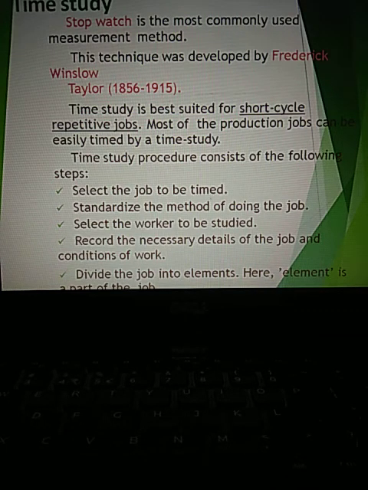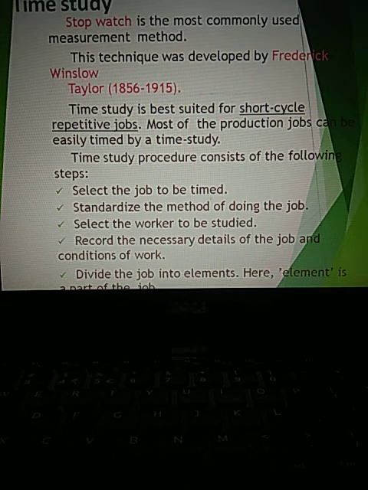The next one is the time study method. The name itself indicates it. Here time study is conducted by using a stopwatch. Do you know a stopwatch? A specially manufactured watch for the purpose of calculating time. Generally, you will find it in the hands of a sports coach, isn't it? This technique was actually developed by Frederick Winslow.